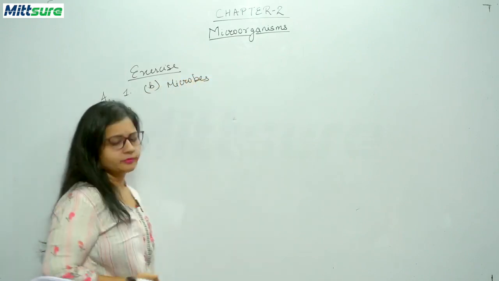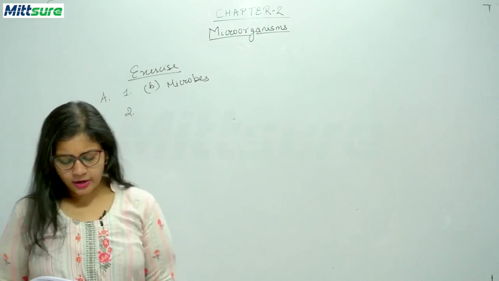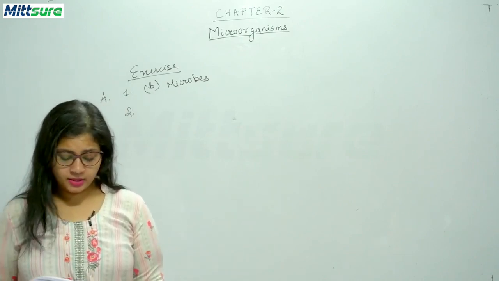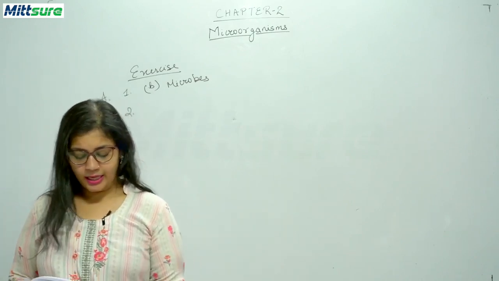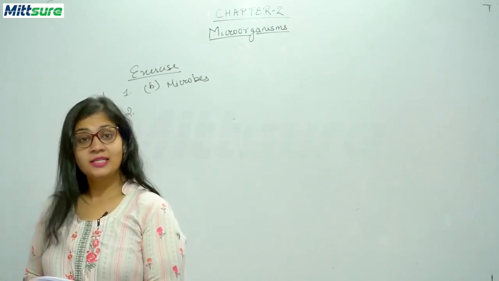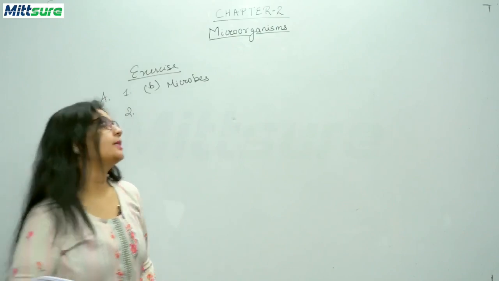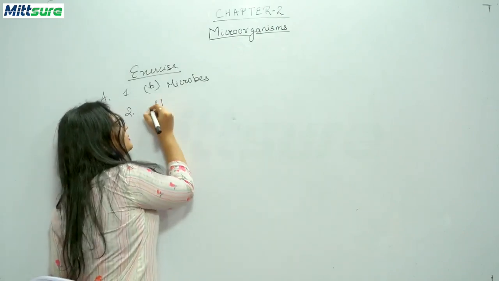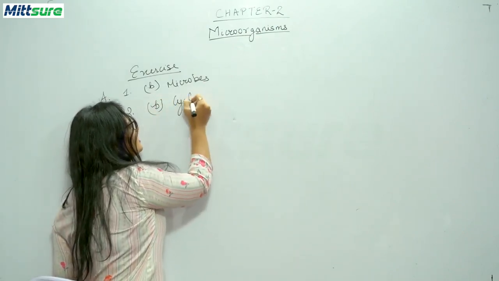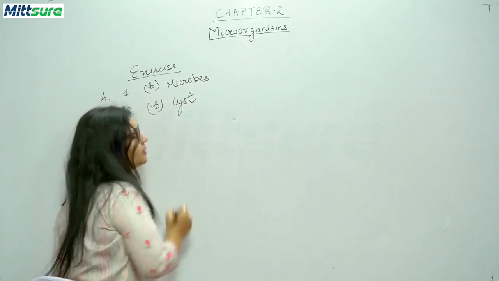Second, the hard covering of the microorganism is called A, list, B, cyst, C, nest, and D, all of these. So the correct answer is B, cyst.